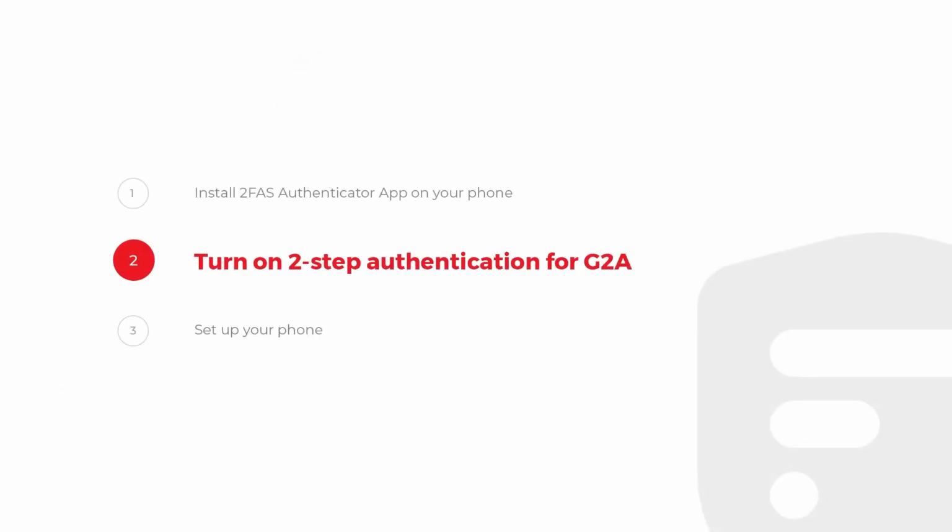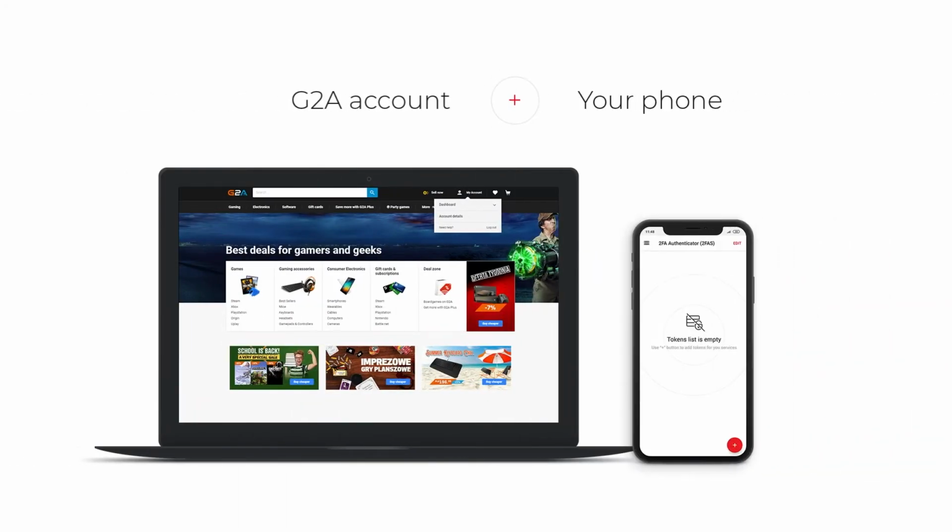Step 2. Turn on two-step authentication for G2A. You will need a G2A account and your phone.